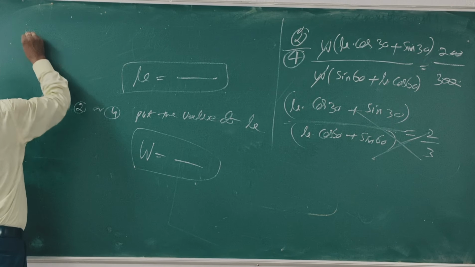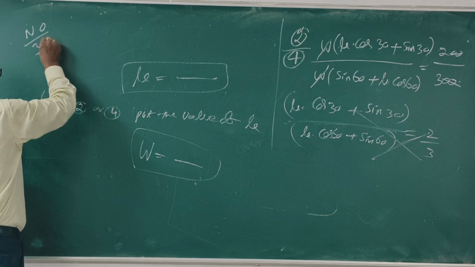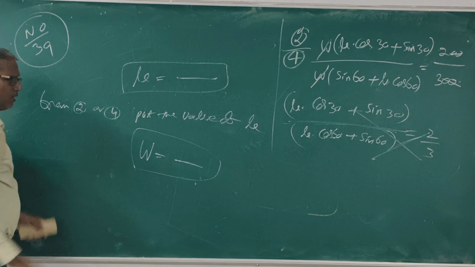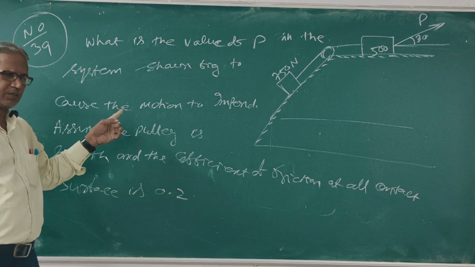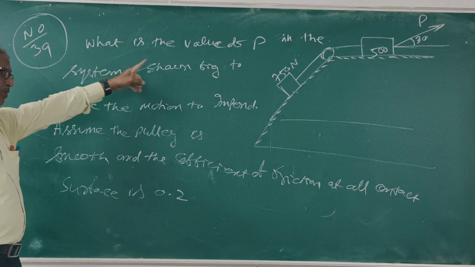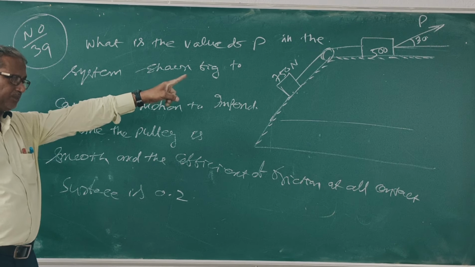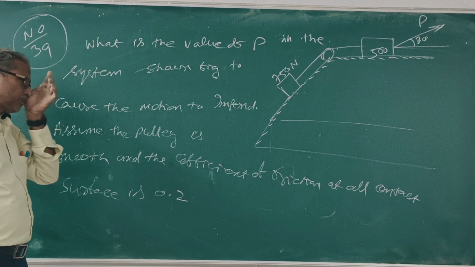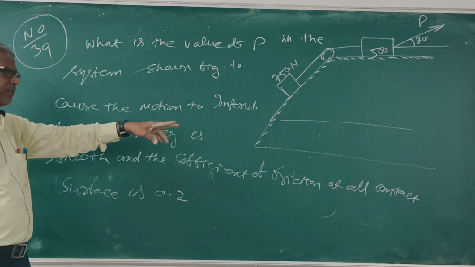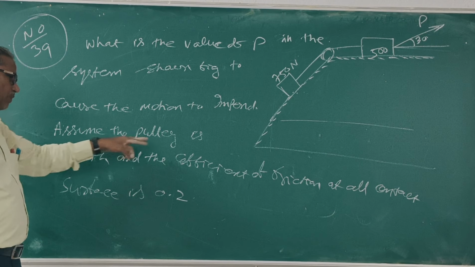Next question 39. This is a very important question for BPUD examination. The question is, what is the value of this force P, in the system shown in figure, to cause the motion to impend? Assume the pulley is smooth and coefficient of friction at all contact surfaces 0.2. Clear? This is a very important question for BPUD semester examination.